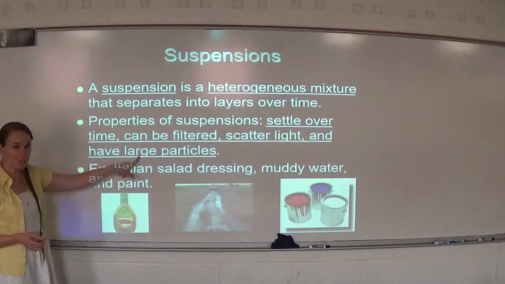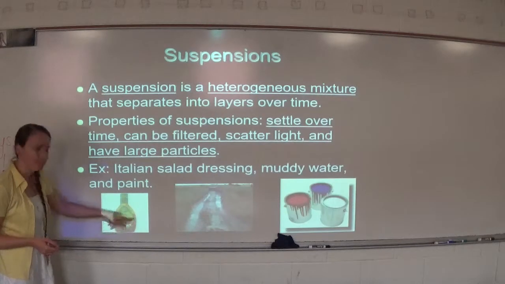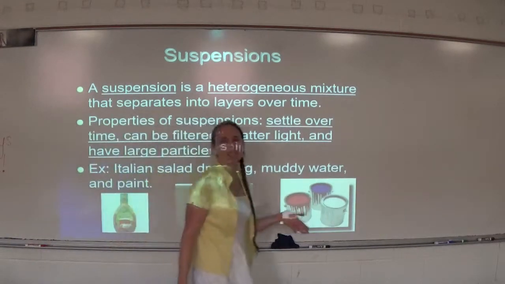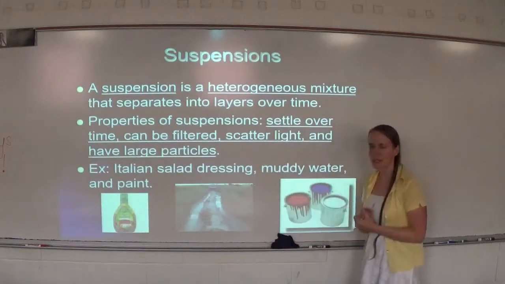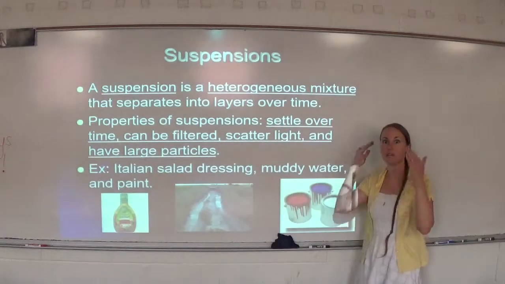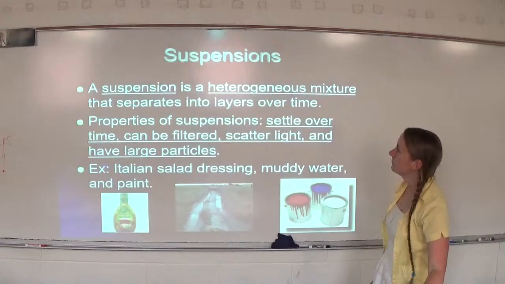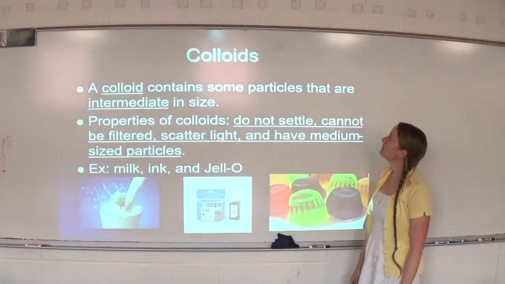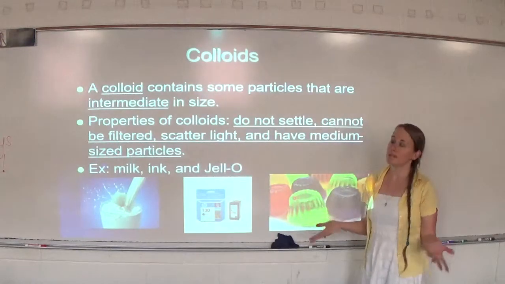And I know it has large particles because I can physically see some of the particles. They're so large in Italian salad dressing. Now they're not always going to be that large, but that's why I like to use Italian salad dressing as my example, because I can physically see the particles. And then a colloid kind of comes in the middle. A colloid contains some particles that are intermediate or medium sized.